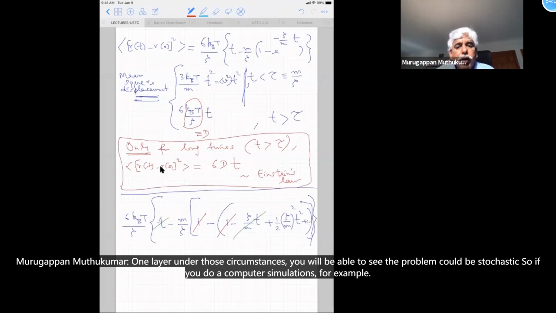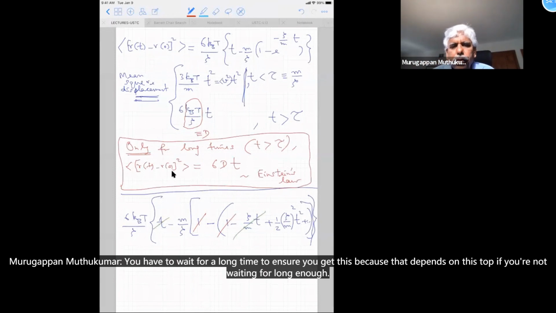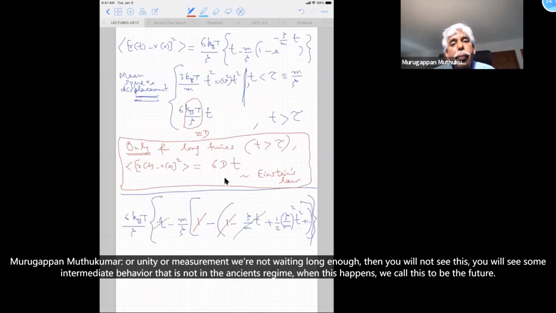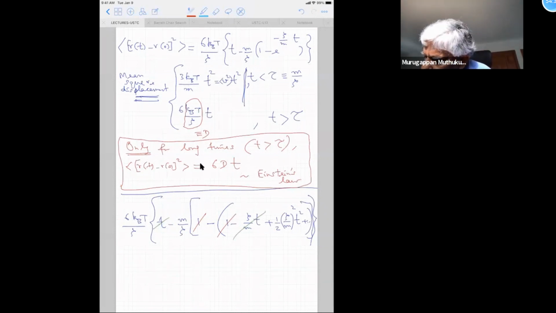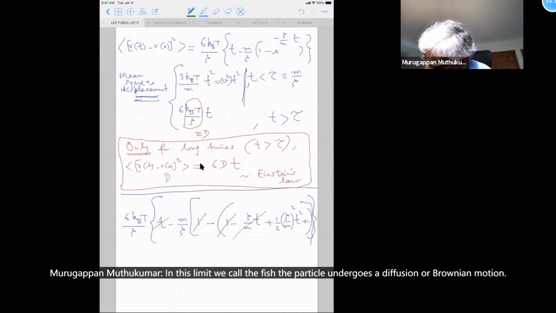The problem could be stochastic. So if you do computer simulations, for example, you have to wait for a long time to ensure that you get this, because that depends upon this tau. If you are not waiting long enough, even in your measurements, then you will not see this. You will see some intermediate behavior that is not in the Einstein regime. When this happens, we call this diffusion. In this limit, the particle undergoes diffusion or Brownian motion.